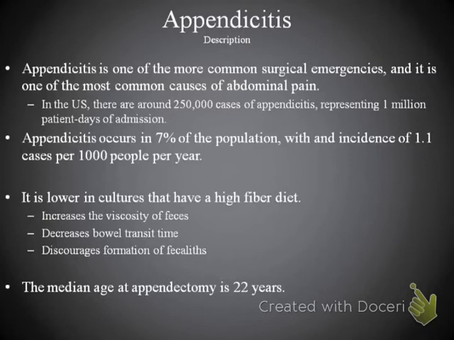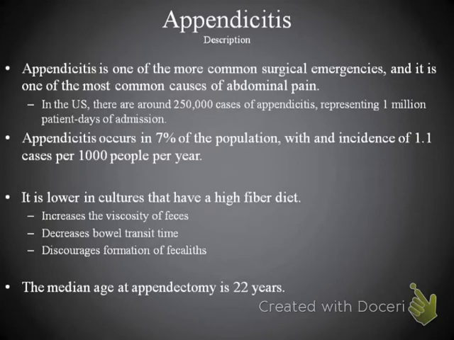Appendicitis occurs in 7% of the population, with an incidence of 1.1 cases per 1,000 people per year. So this simply means that out of 1,000 people, one of those people is actually going to have appendicitis in the year.